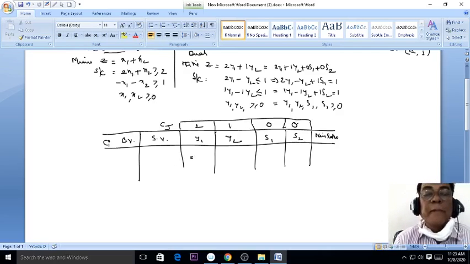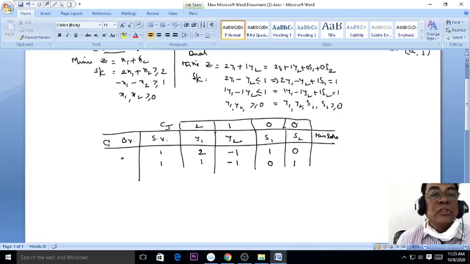Now come to this point. Please introduce the coefficients of the first equation, 2, same procedure: 2, minus 1, 1, 0. Second one: 1, minus 1, 0, 1. What are the solution values after that? 1, 1. Here the unit matrix is available, 1, 0, 0, 1. What are the corresponding values? 0 for S1, 0 for S2.